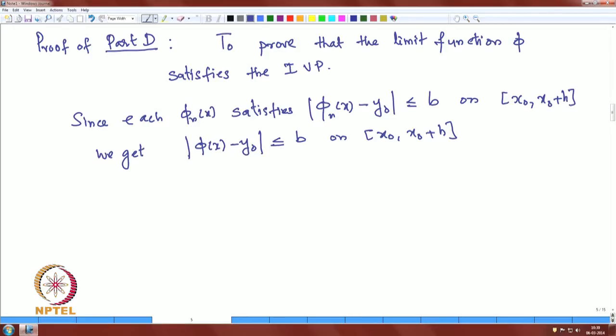And we also have the convergence phi n to phi, that is a uniform convergence. So, this converges uniformly on the interval x 0 plus h.